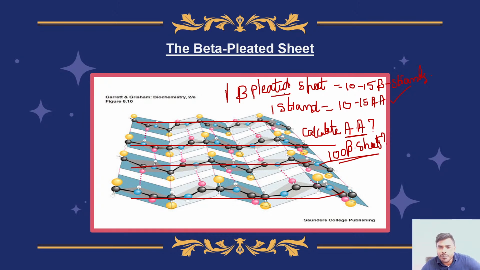So if one beta pleated sheet contains 10 strands, on average, we will always consider average, 10 strands, and one strand contains on average 10 amino acids. So 10 into 10, 100. So friends, one beta pleated sheet contains, I am using the word average, 100 amino acids. Since they have asked for 100 beta sheets, 100 into 100, 10,000 amino acids.